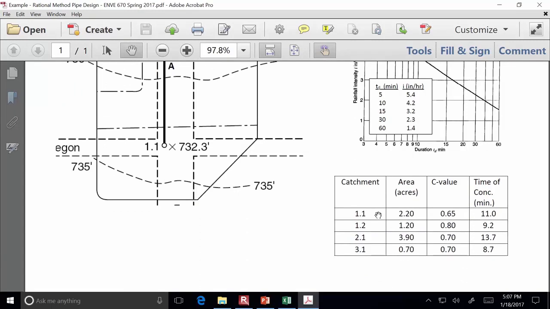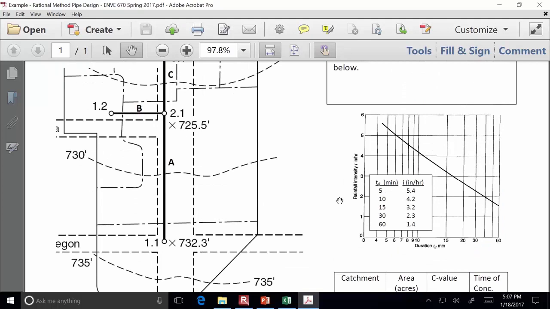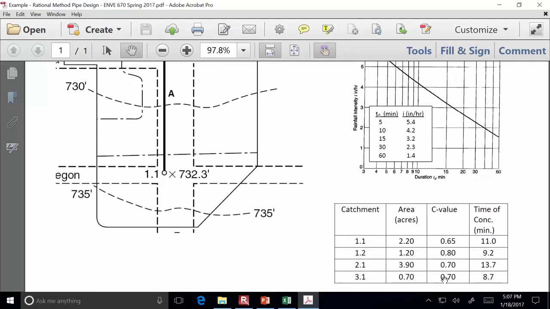Here's also some data. I've already done the area measurements, and so we have the area in acres. We have a C value for each of these areas, and then the time of concentration corresponds to how long it takes the water to travel over the surface of the land until it intercepts that catchment. Okay, so does the interpretation of this figure and the table make sense to everybody? Any questions about that?